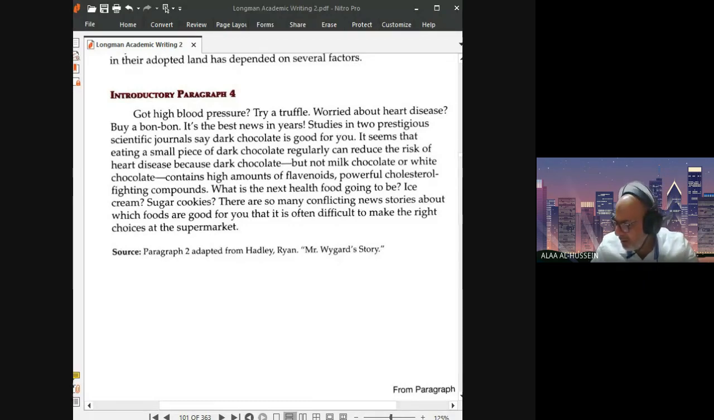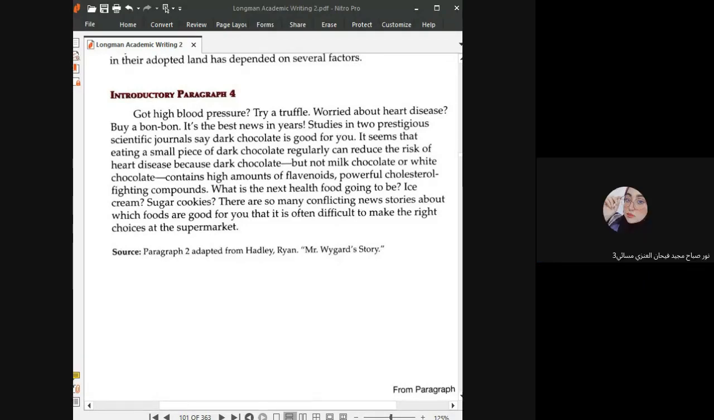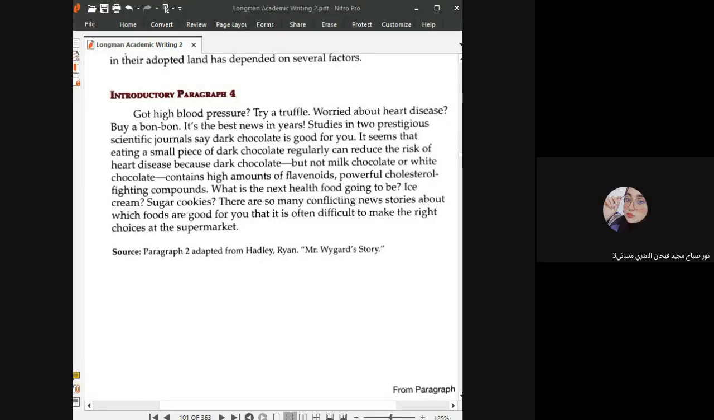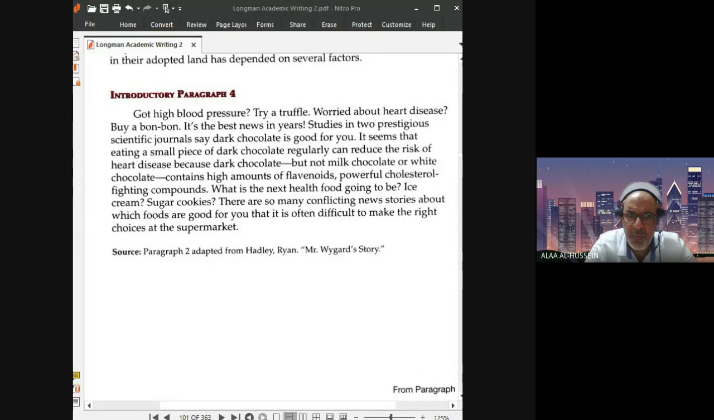Got high blood pressure? Trouble? Worried about heart disease? Buy a bonbon. It is the best news in years. The studies in prestigious scientific journals say dark chocolate is good for you. Thank you very much, Noor.